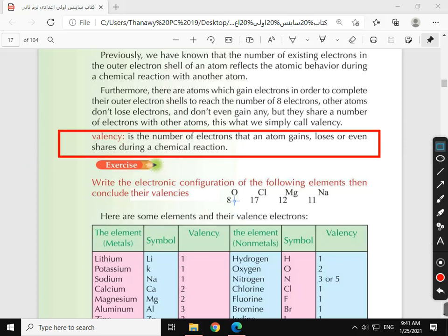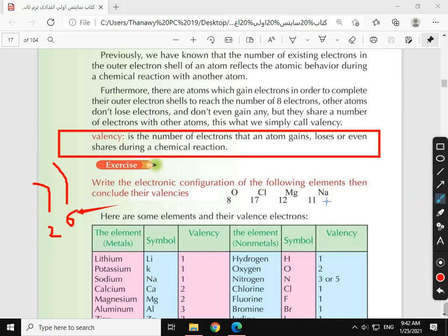For example, oxygen, atomic number 8, has the electronic configuration 2, 6. So oxygen can gain 2 electrons during the chemical reaction or share 2 electrons during the chemical reaction. So the valency of oxygen is 2. Why? Give reason: the valency of oxygen is 2, or oxygen is a divalent element, because it can gain 2 electrons during the chemical reaction or can share 2 electrons in the chemical reaction.